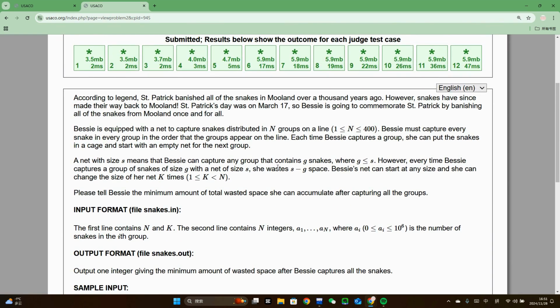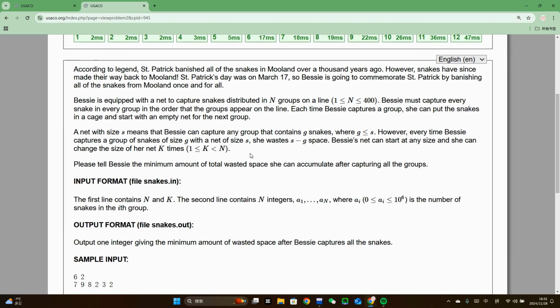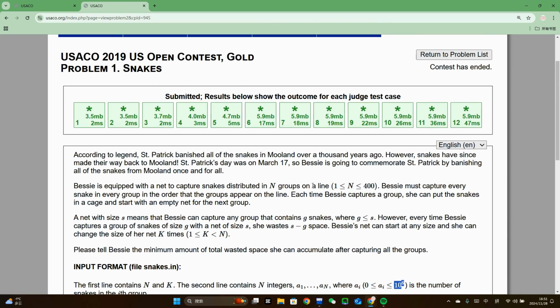And now, how do we transition? Usually, if we want to transition, we need to know the size of the net after capturing the first i groups with k changes, right? But we can't keep track of the size because the size of the group is at most 10 to the 6th power, and we can't afford that, both in space and time. So in times like this, we have to make bold assumptions.